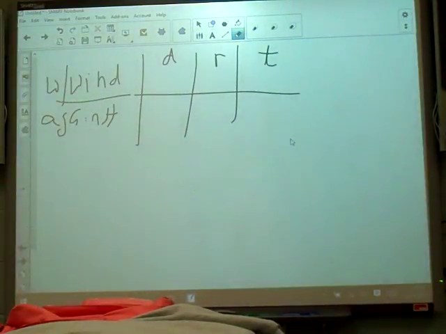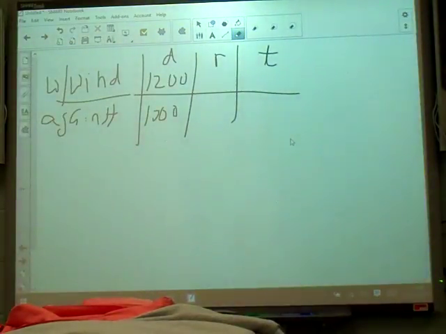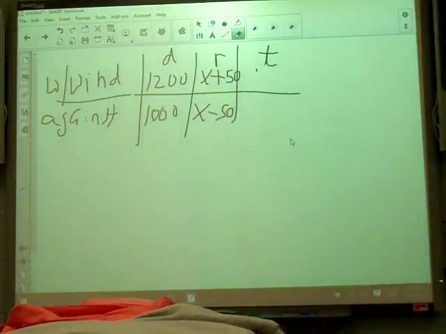Alright, so let's see what we got. 1,200 miles with the wind. Turns around and goes 1,000 miles against the wind. We don't know how fast he's going, but we know the wind speed is 50 miles an hour. So if he's going with the wind, that's speeding him up, so you take his speed and you add 50 miles an hour. If he's going against the wind, it slows him down, so you take his speed and you subtract 50 miles an hour. We know distance equals rate times time, so time would be distance divided by rate.